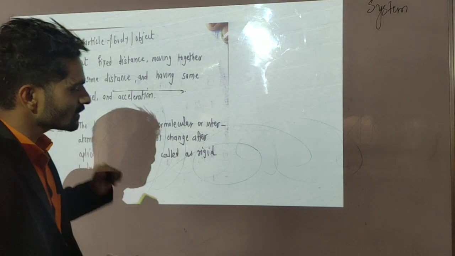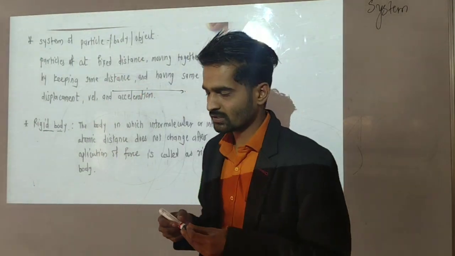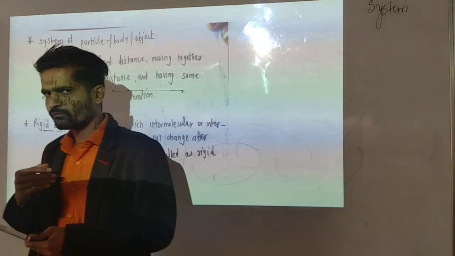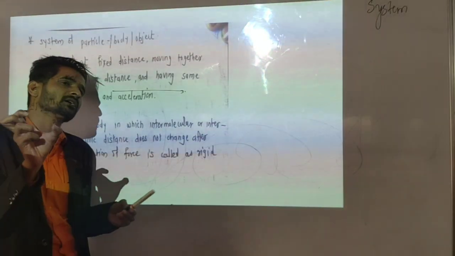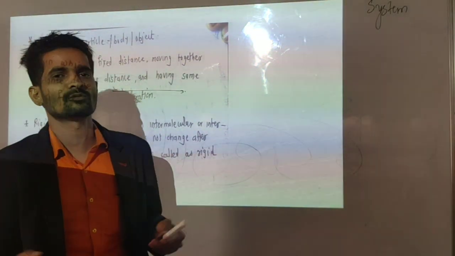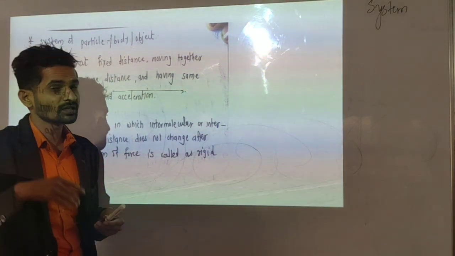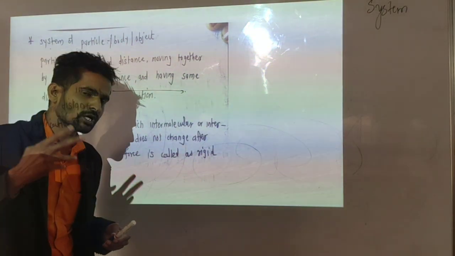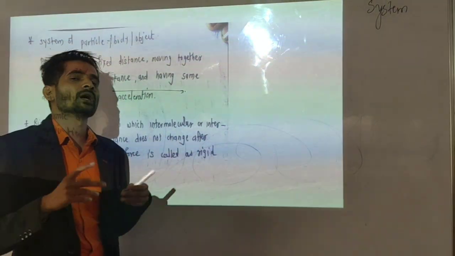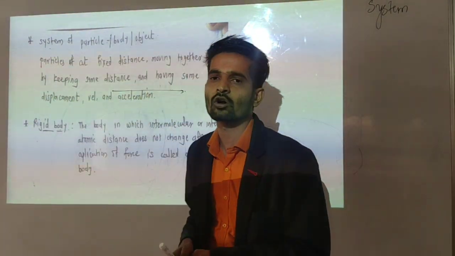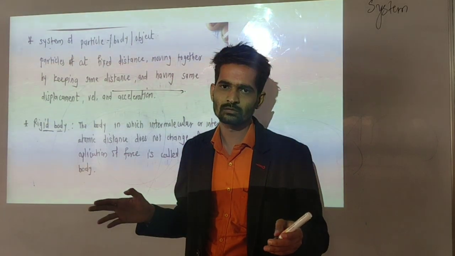Now, system of particles. System of particles means when two or more than two particles come together, we can say it is a system of particles. It is also called an object or a body.